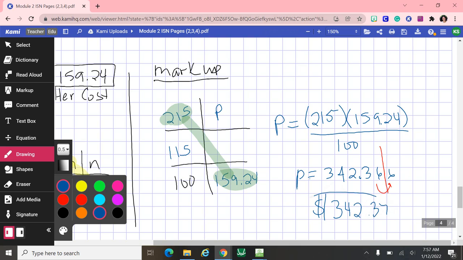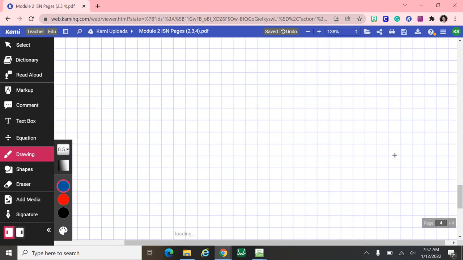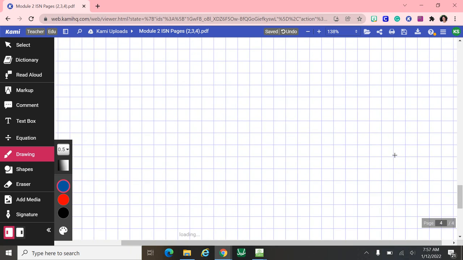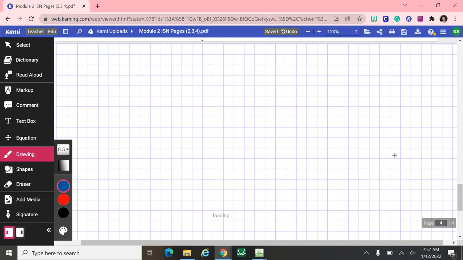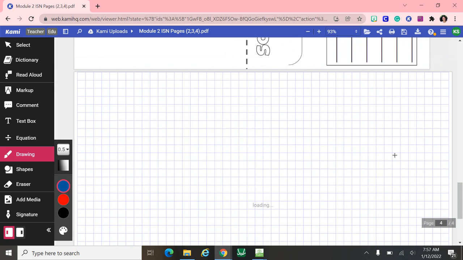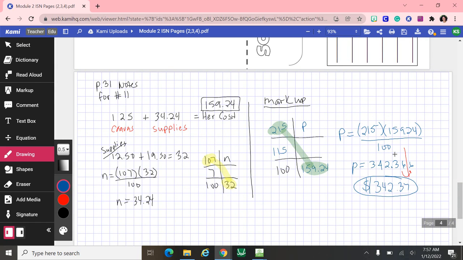And let me zoom out a little bit for you so you can see all the work that it took us to calculate for number 11. You can see why I asked you to tape your notes in on page 31 so that it opens like a window, giving you all that extra space to show the work that you need to show.